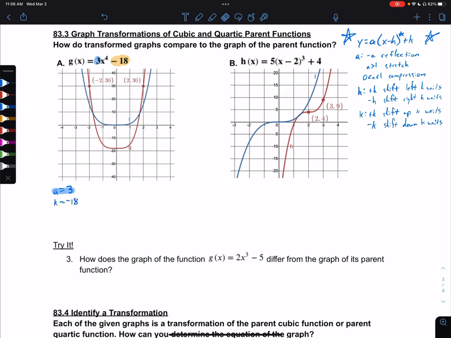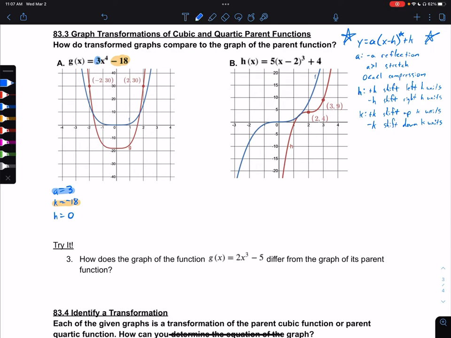If you really wanted to say anything about h, it would be equal to 0 in this case because there is no shift left or right. If you wrote this full thing out, it would look something like this if you wanted to include h. But we don't need to worry about that because it's not part of this problem. So k is minus 18.